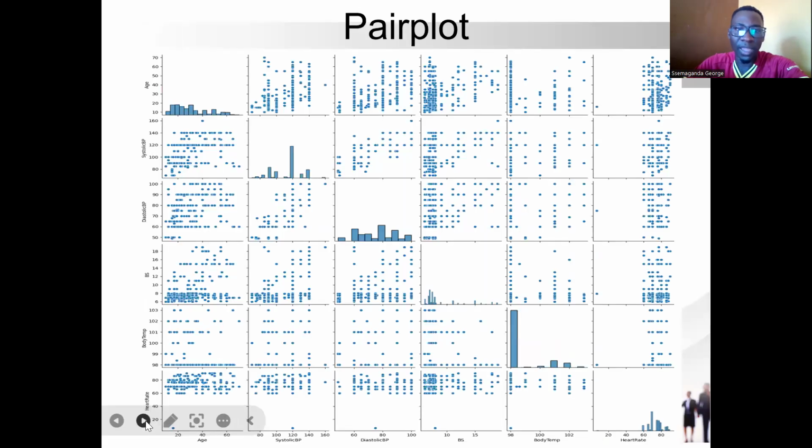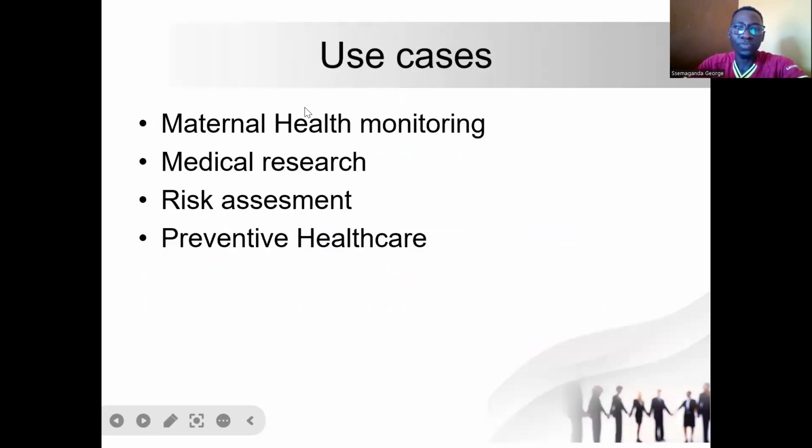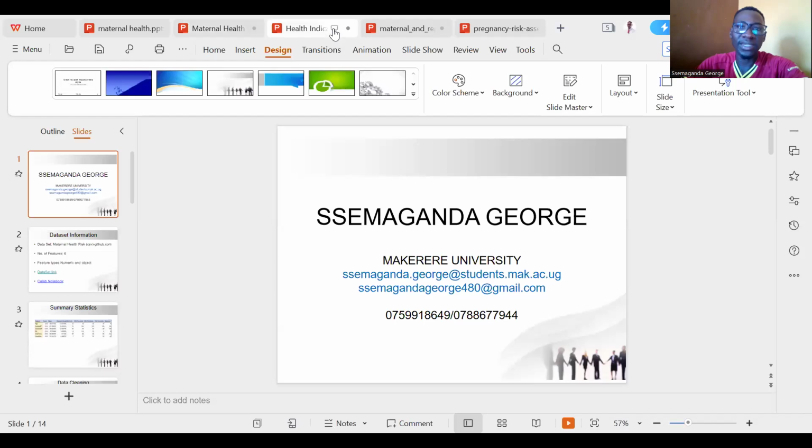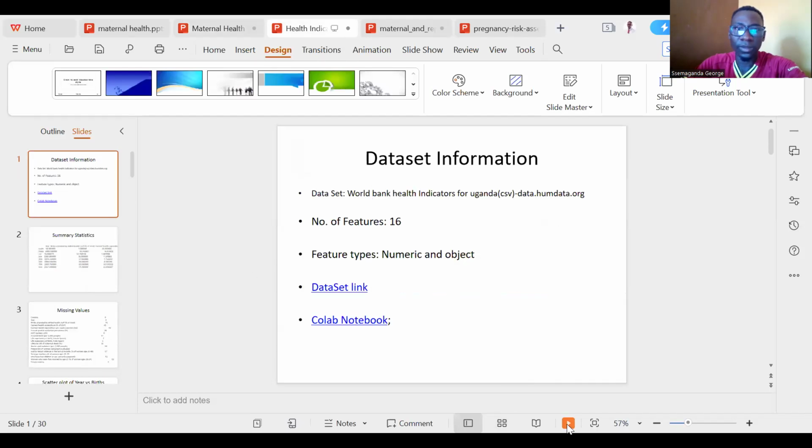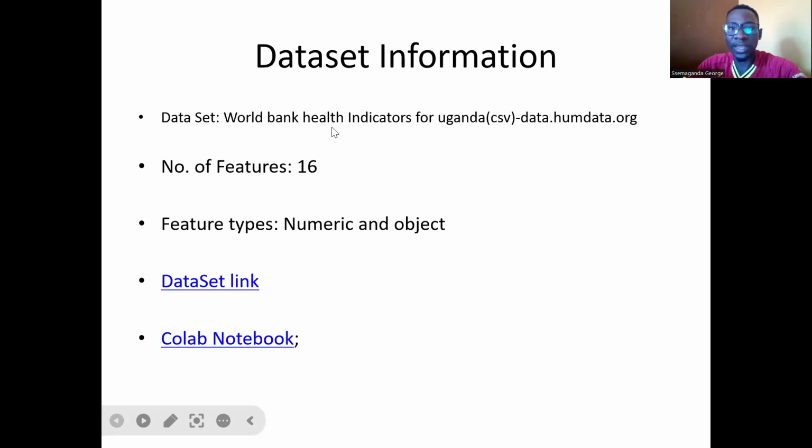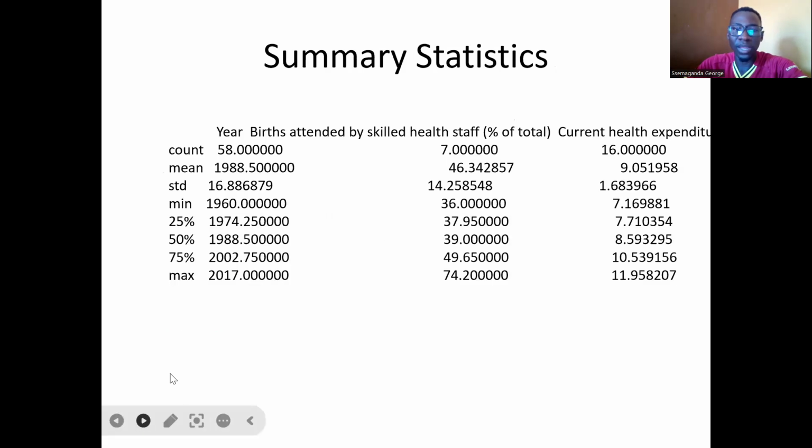Then this is a pair plot from the findings, and then the use cases I looked at: maternal health monitoring, medical research, risk assessment, and preventive health care, of how this dataset could be used. Then I'll dive straight to the next dataset, that is health indicators for Uganda from the World Bank. I got it from data.humdata.org, and it had 16 categorical features, both numeric and object, and the links to both the Colab and the dataset.